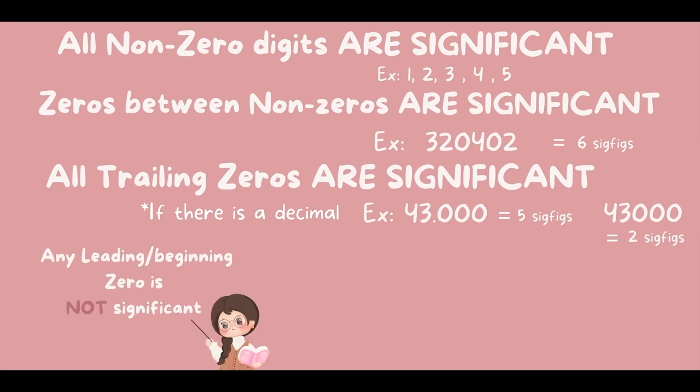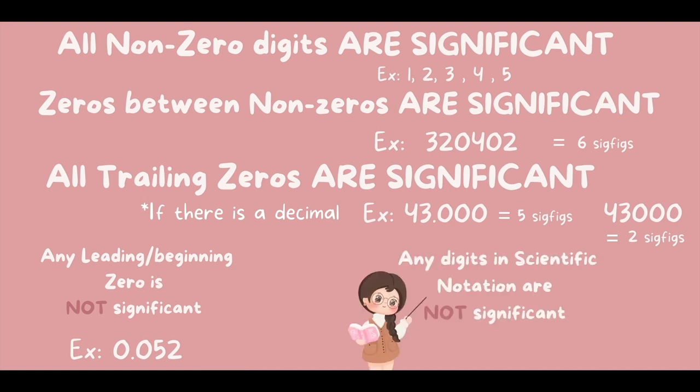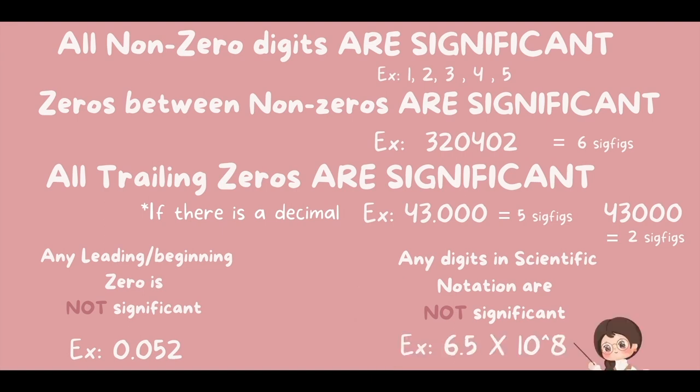Any leading or beginning zero is not significant. So for example, we have 0.052. The 2 zeros that are leading are not significant here. The only 2 numbers we have significant are 5 and 2. So that leaves us with 2 sig figs. Lastly, any digit in scientific notation are not going to be significant. For example, 6.5 times 10 to the 8th power, this is a number written out in scientific notation, so this is not significant, or there are no significant numbers here.